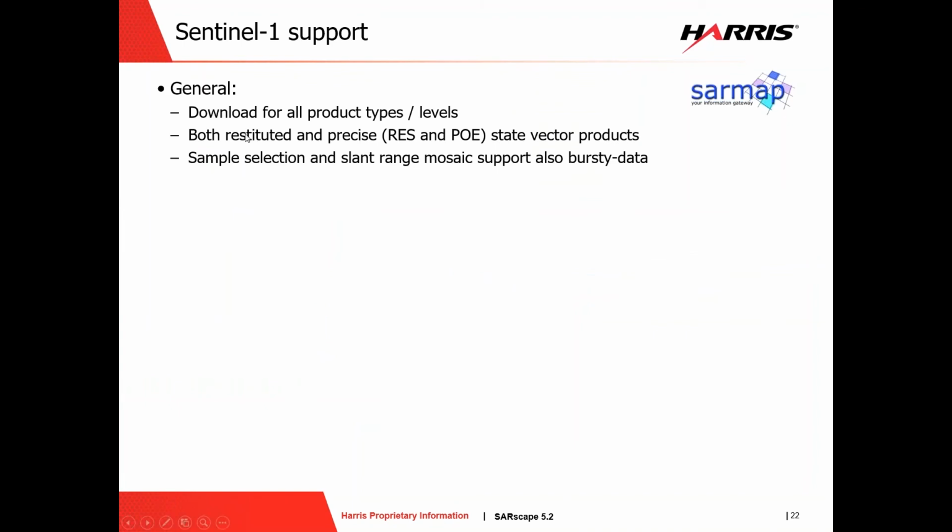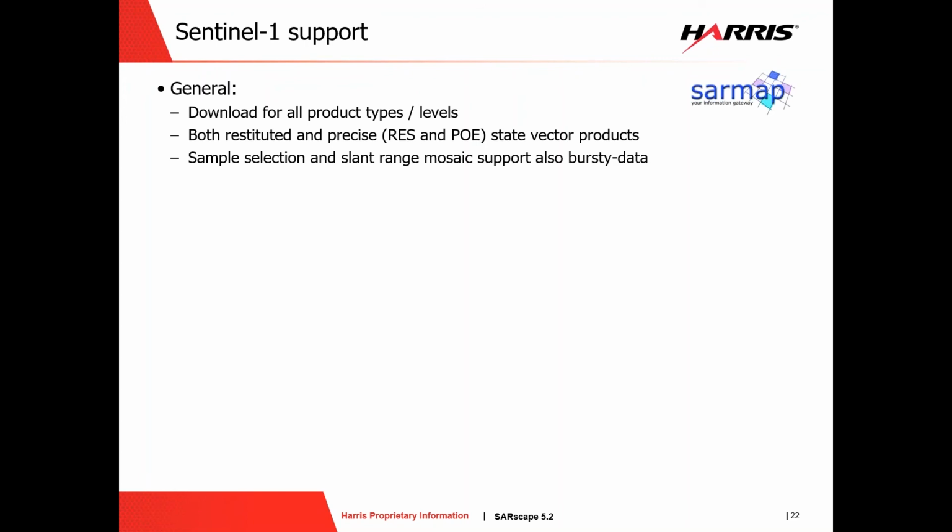Then indeed, we support precise orbits in two formats, restituted and precise, and you have to know that the accuracy of the restituted orbits is already very, very good, so you don't really need to wait for precise orbits that come about 20-24 days after the acquisition of the data. You need several days to get the precise orbits, but already the restituted are very good, much better than the one contained in the products as soon as they are generated.